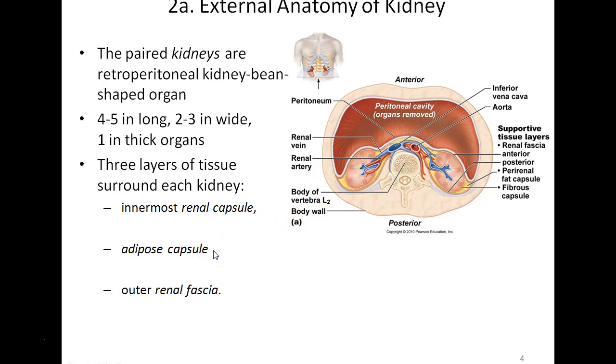And then there's going to be an outer renal fascia, a sort of connective tissue that's going to cover the outer part of it. It's going to help keep those kidneys locked in to the place where they need to be, which is roughly around the body of the L2 vertebra.